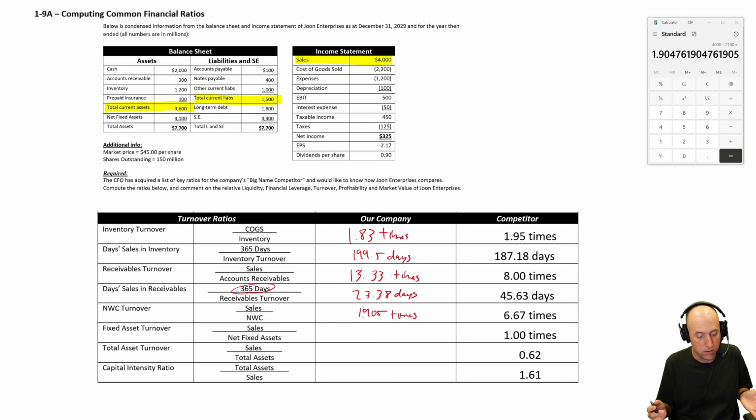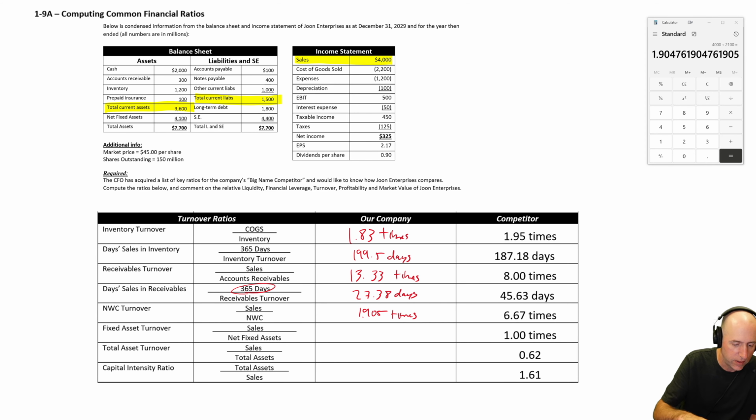It means, how effectively are you using your working capital to generate sales? And they're doing a much better job. As we predicted, I predict their income statement is way better than ours. That's just the vibe I'm getting from the ratios we've seen so far.